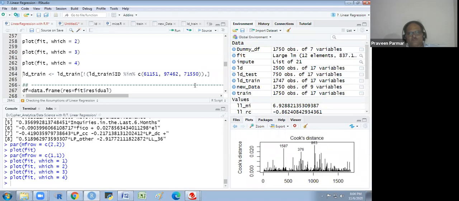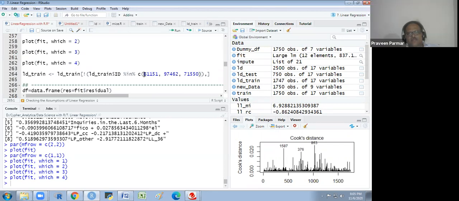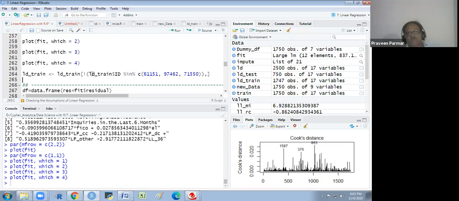But I have taken these IDs. Sir, maybe you might be searching for those 3 points which were showing on residual. Yes, I know that. I have taken the ID of that. Through the indexing, I have selected the ID. I have got that ID, and then I put here. Those IDs, which I don't want to include in my data frame, these IDs I want to remove.